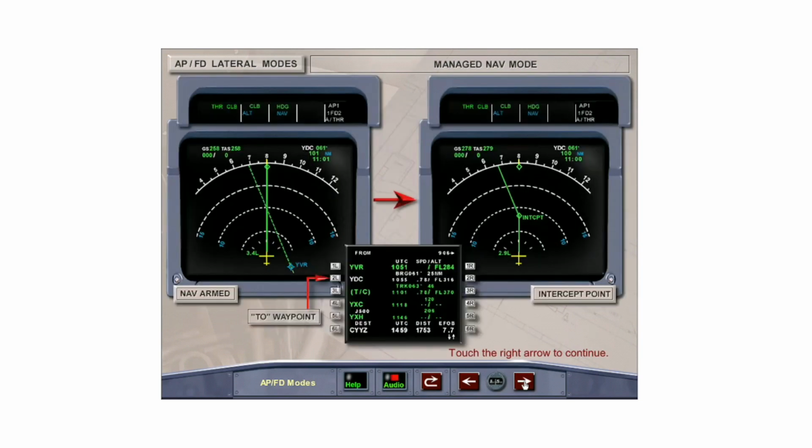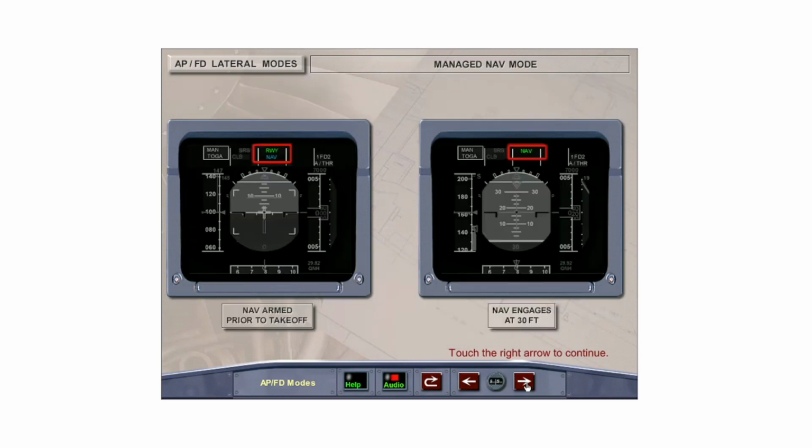The FMGC computes an intercept point and displays it on the nav display. The present aircraft track must intercept the flight plan before the two-way point, otherwise an intercept point will not be computed and displayed. The two-way point is displayed in white on the second line of the MCDU flight plan page. Managed Nav Mode also engages at 30 feet radial altitude after takeoff to fly a managed departure if armed on the ground before takeoff.